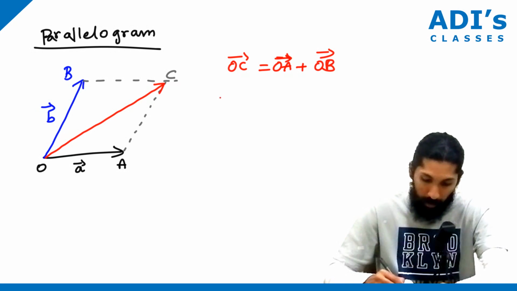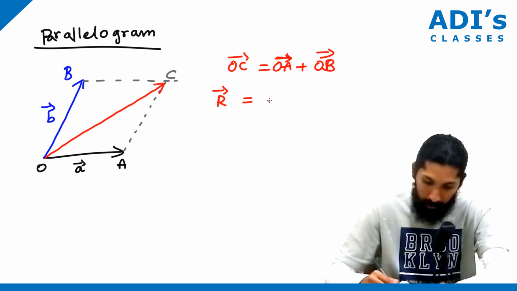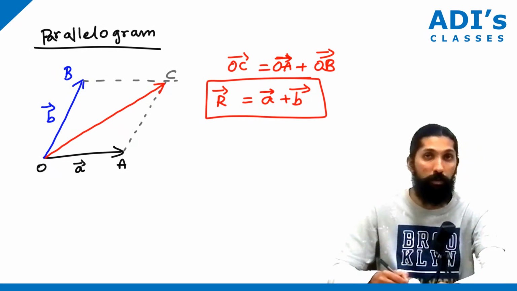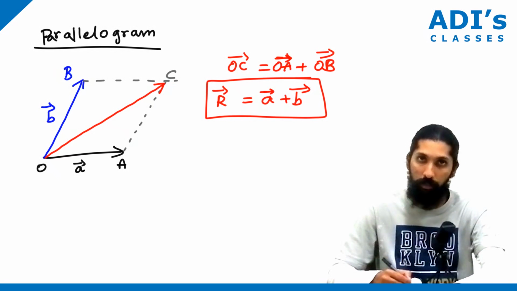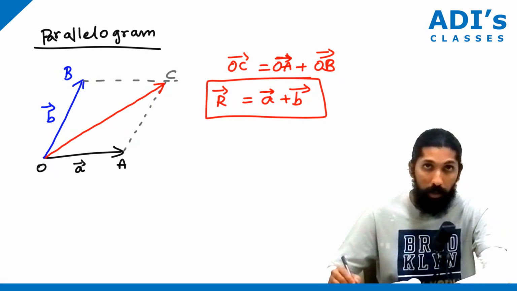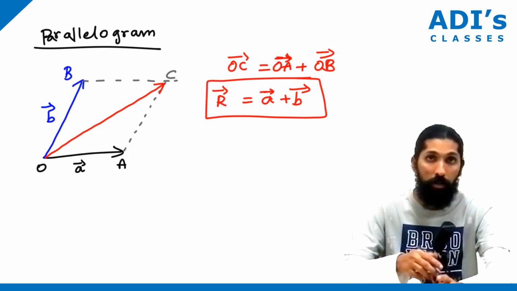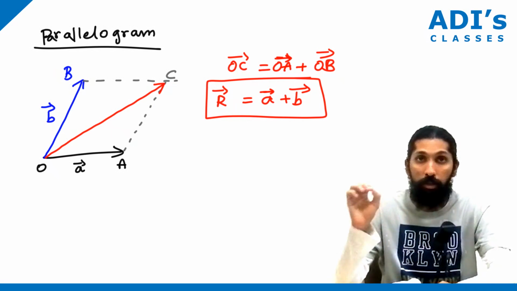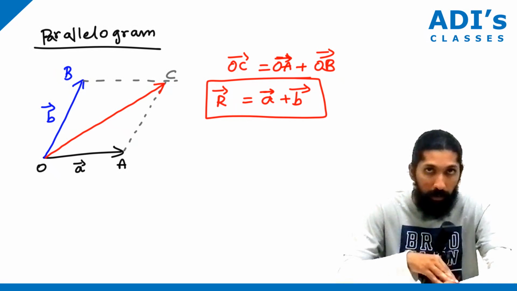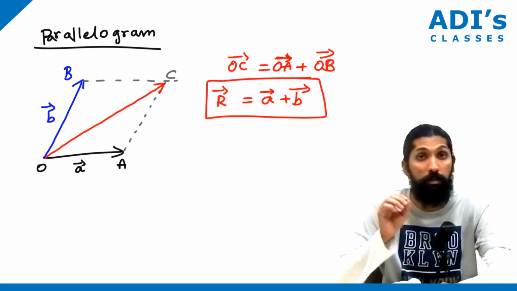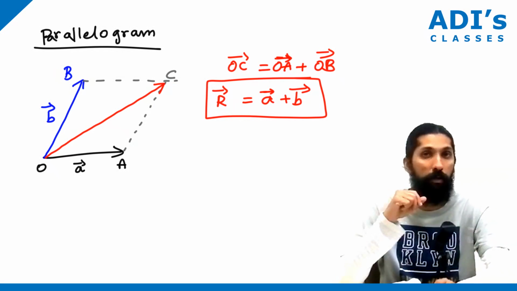So the resultant R is equal to vector A plus vector B. This is basically the parallelogram law of addition. Clear? Now, one major difference between parallelogram law and the triangle law. In parallelogram law, the vectors are co-initial vectors, whereas in triangle law, they are not co-initial vectors. Clear? This is the major difference between triangle and parallelogram law.